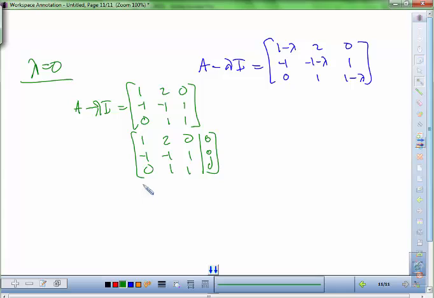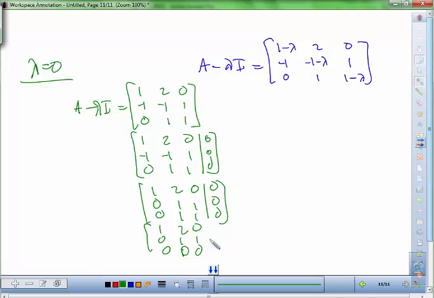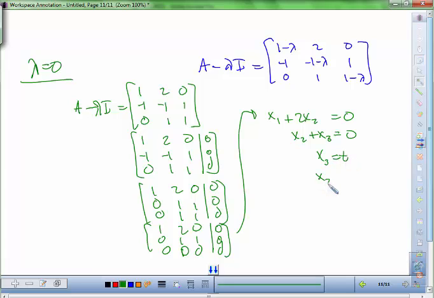Let's see. I want to add the first row and the second row. So this is a 0. This is a 1. This is a 1. And then 0. And then we see from this step that the second and third rows are exactly the same. So we have x1 plus 2x2 plus 0 is equal to 0. We got x2 plus x3 is equal to 0. Free variable at x3. x2 is going to be equal to negative x3.